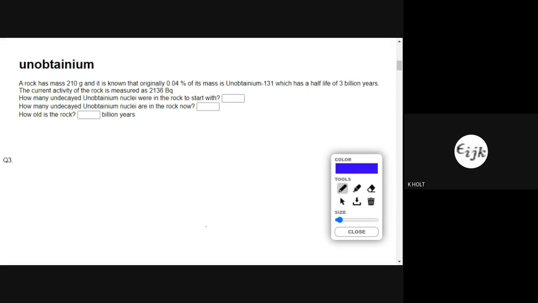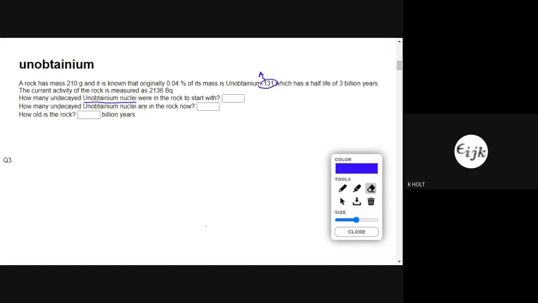Right, let's start with this first question. How many nuclei were in the rock to start with? We know that originally 0.04% of 210 grams of unobtainium 131. Let's start with the 131. That tells us that 131 grams would contain 6 times 10 to the 23.